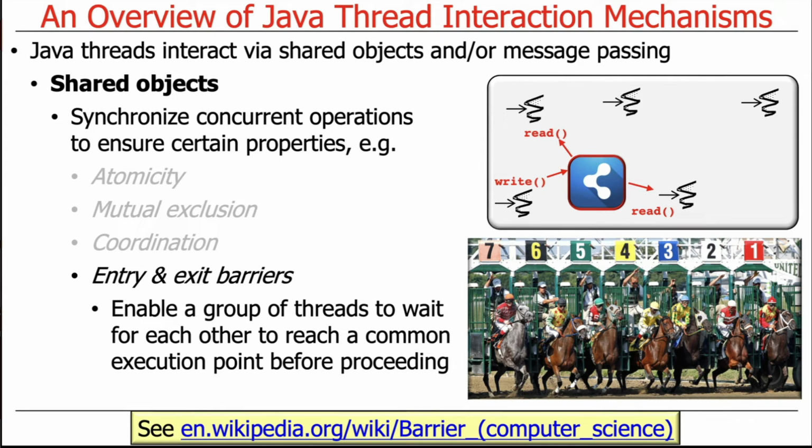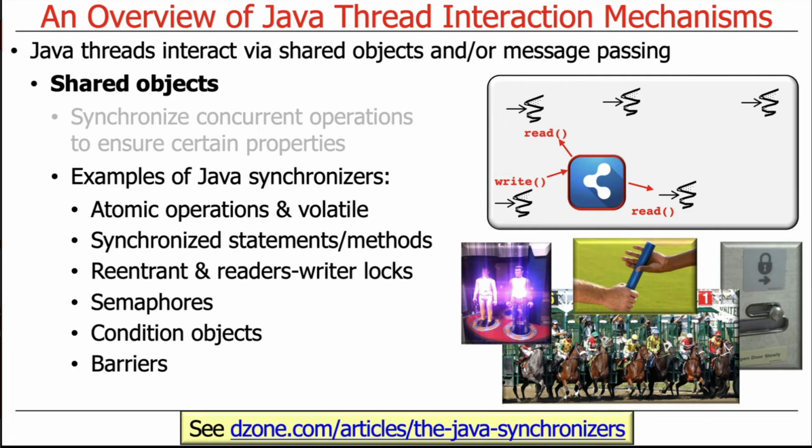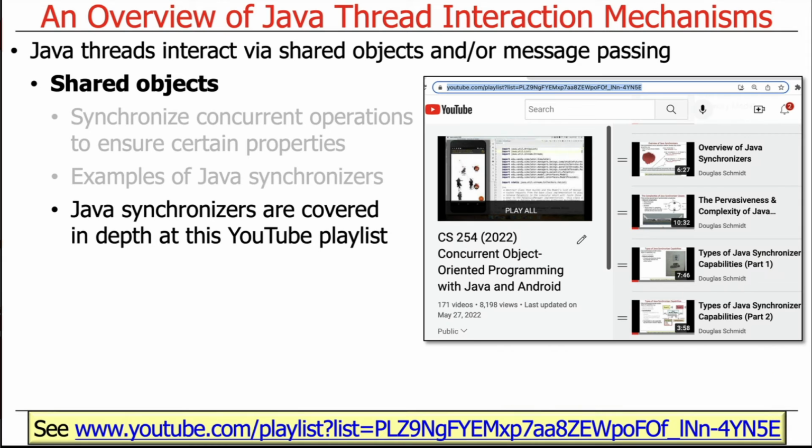And again, we could literally spend an entire semester talking about all this stuff. It's really fascinating. You can see a few examples of these. We'll touch on some of these just a teeny bit in this course. Atomic operations and the volatile type qualifier are examples of things to get atomic operations. Synchronized statements and methods, reentrant locks, and reader-writer locks provide mutual exclusion. Semaphores and condition objects can be used for coordination. And of course, barrier synchronizers like cyclic barriers can be used to provide entry and exit barriers. And you can read a lot more about these things at this link.